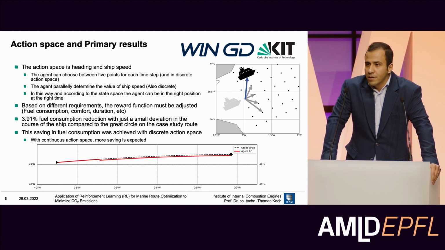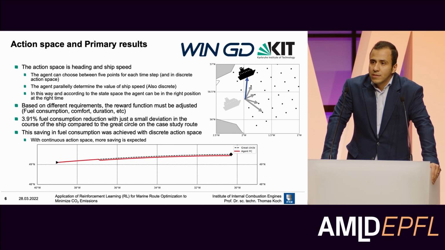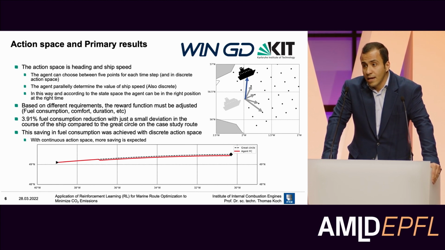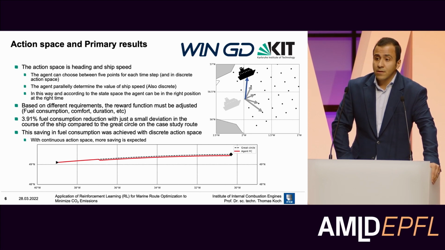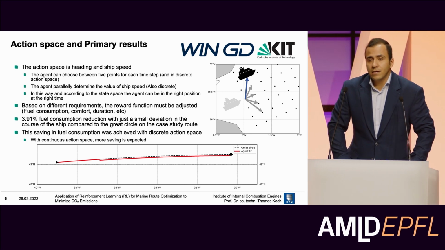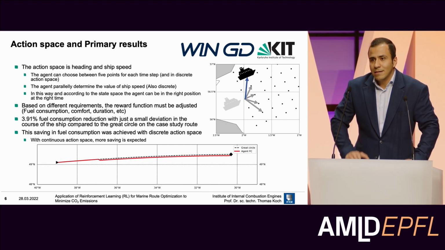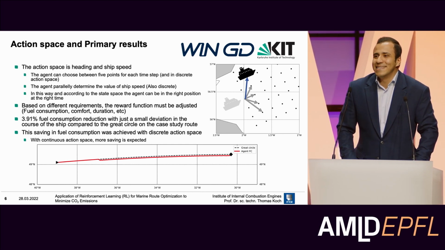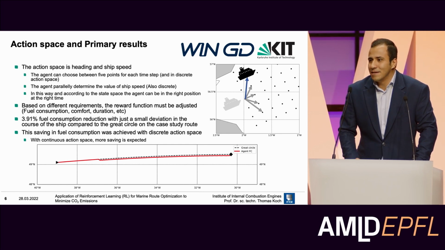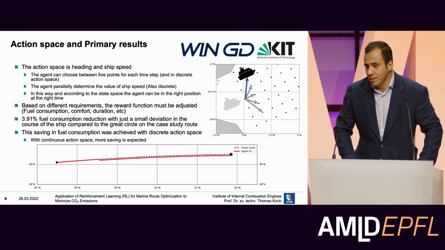The primary results from our study show that it is able to save up to 4% fuel consumption in the analyzed case study, with only a small deviation compared to the great circle. The great circle is the direct line that most ships normally use.